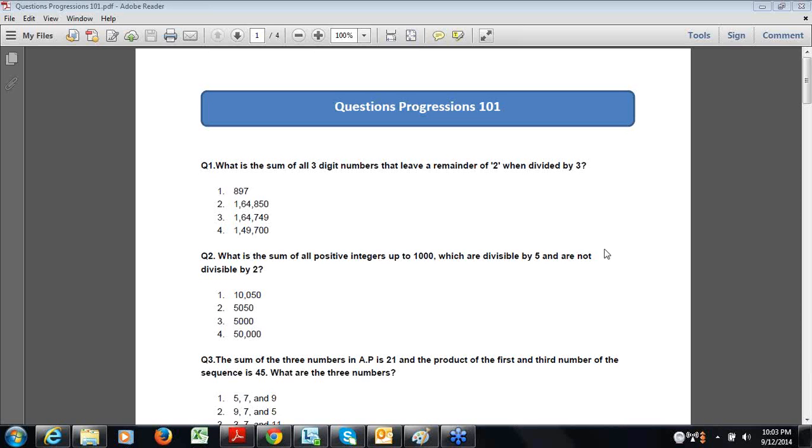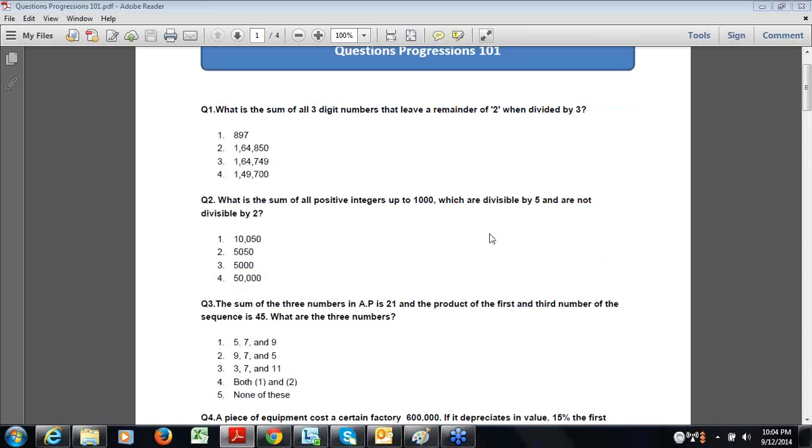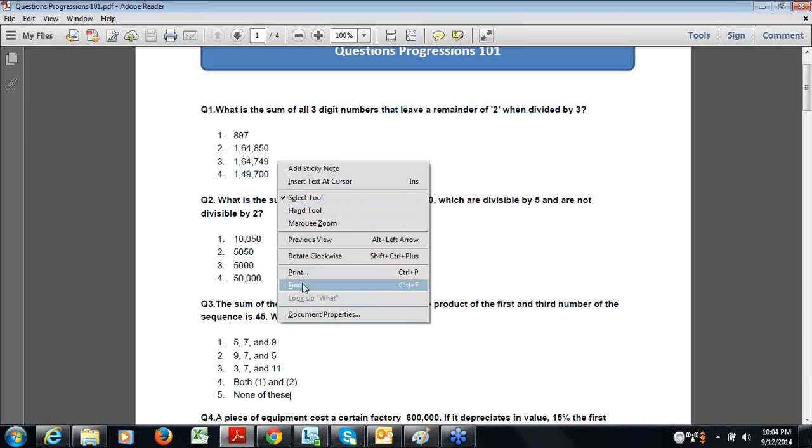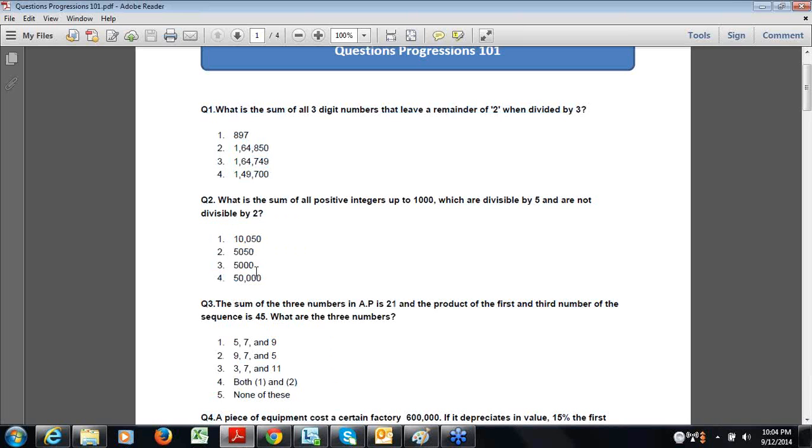So let me start with questions. We'll start the same way as before. For the first three questions, I'll give you 5 minutes to solve. They are easy questions, so I won't give you more than 5 minutes this time. Try to solve these questions.